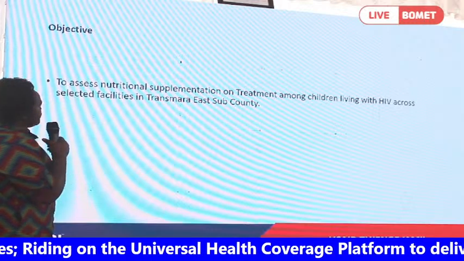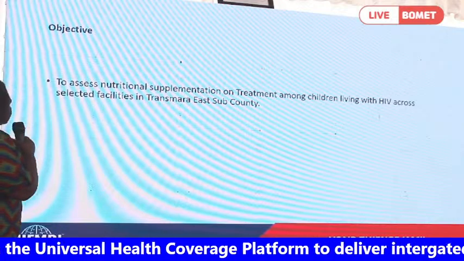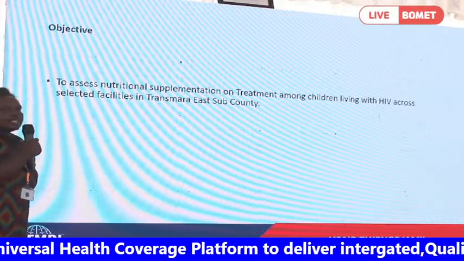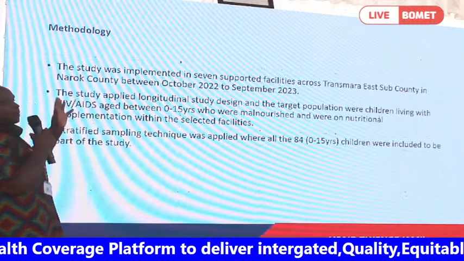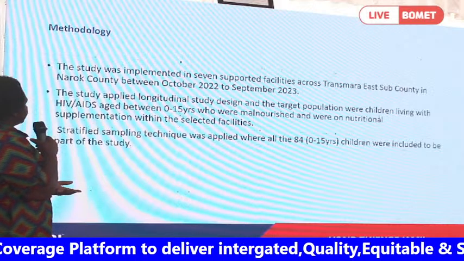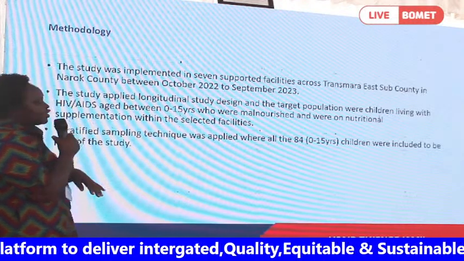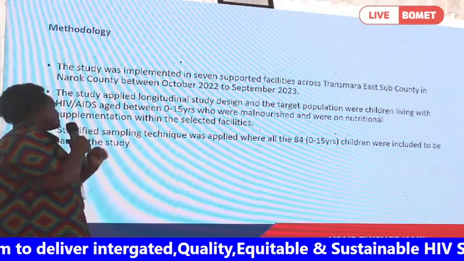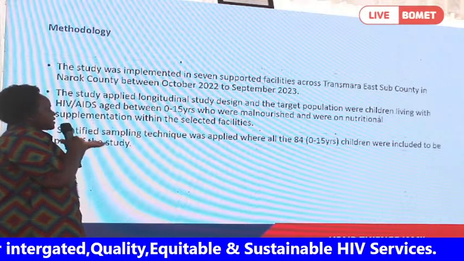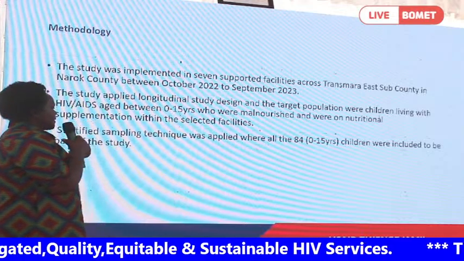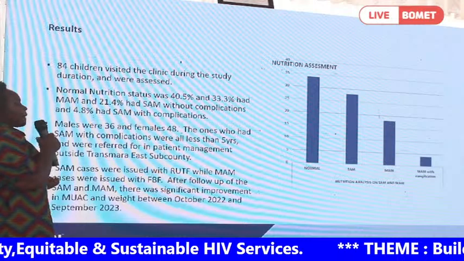Next. The main objective was to assess nutrition supplementation in treatment outcomes among children and adolescents living with HIV and AIDS across the 7 selected facilities that are supported by the HGF in Transmara sub-county. The method used is that we picked all the 7 supported sites, and then we had a longitudinal design where the target population were children living with HIV and AIDS, aged 0 to 15 years, who are malnourished and who are on nutrition supplementation alone in those facilities. And then we also had a stratified sampling technique, which was applied in that 84, all the children that came to the facility, those were 84 during the period of study. That was in October 2022 to September 2023.